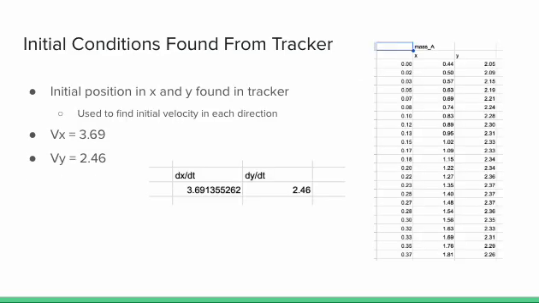Tracker output a time, x position, and y position for each point, each frame where we marked the center of mass throughout the motion. From the earlier motion, I estimated the initial velocity components to be about 3.69 meters per second horizontally and 2.46 meters per second vertically. These values then became the starting conditions for both the drag and no drag GlowScript models.